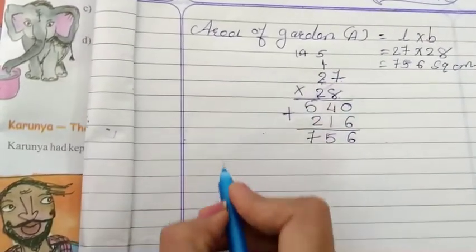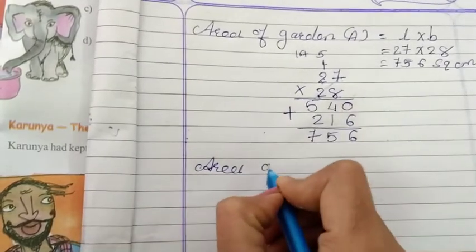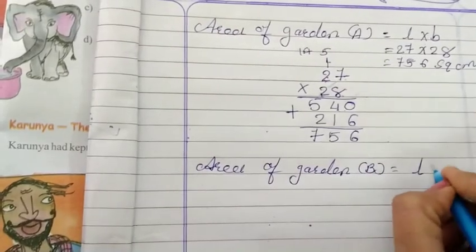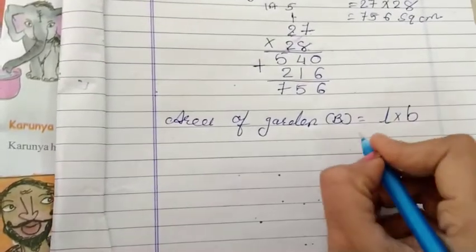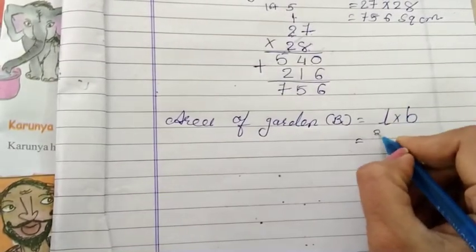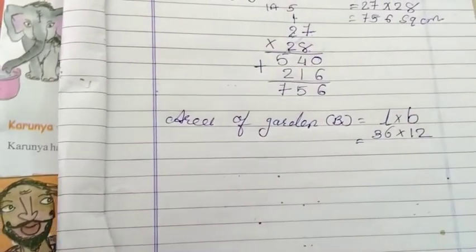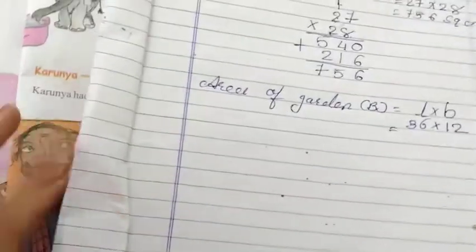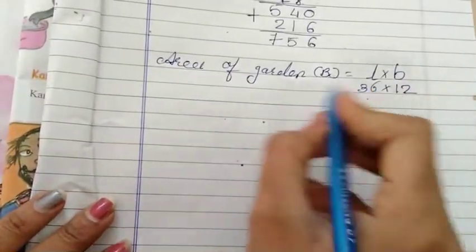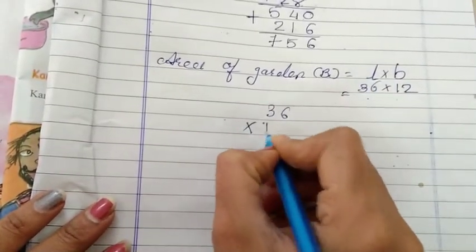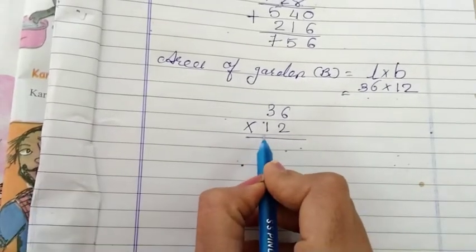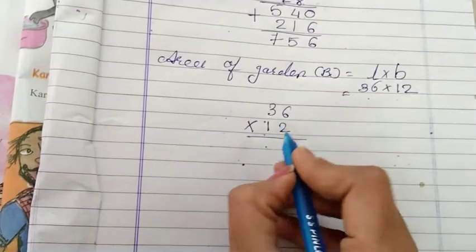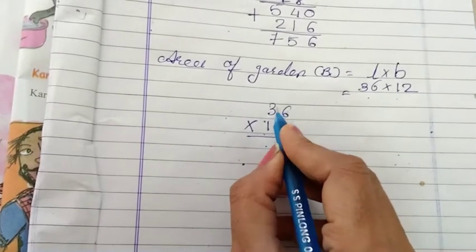Now area of garden B. Length multiplied by breadth. So what is the length? It is 36 multiplied by 12. Let's see, look here. Let's multiply 36 by 12. We'll start from 1. Right side of 1, there is 1 digit. For that we'll put 1 zero. 1 with 6 and then 1 with 3.